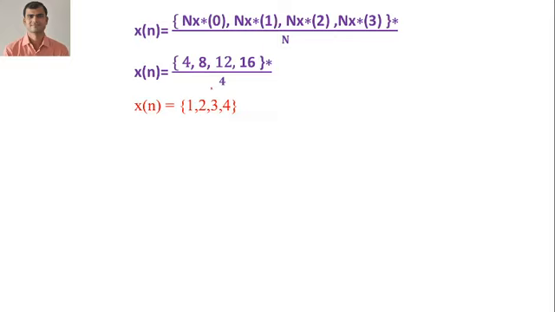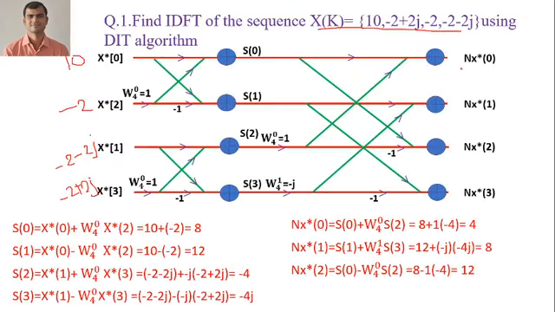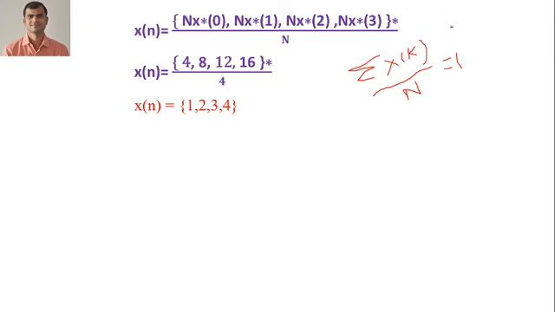Now if you have to check whether the answer is correct or not, we use the same summation for x of k. We have the sequence of x of k, you add this sequence of x of k divided by capital N, it should be equal to 1 only. Okay, you can see here the summation of x of k divided by N. If you add this, 10 plus 2j minus 2j will get cancelled here, 10 minus 2 minus 2 minus 2, so 10 minus 6 becomes 4, and 4 by 4 becomes 1. So in this way we get the answer as 1. That means our answer is correct.